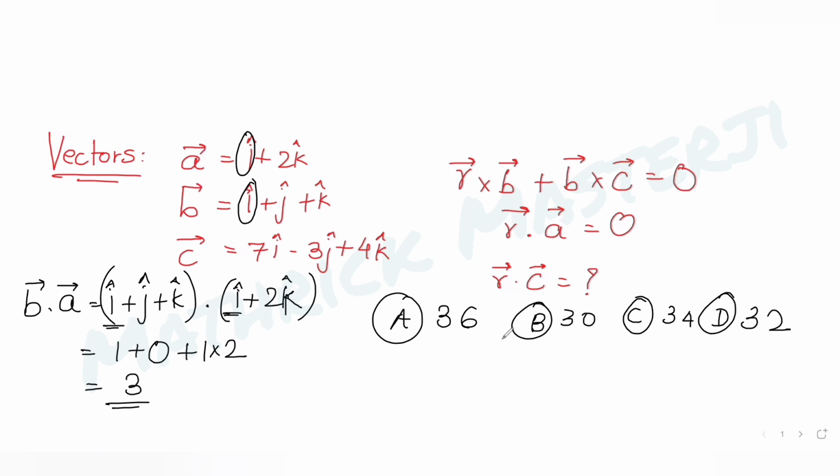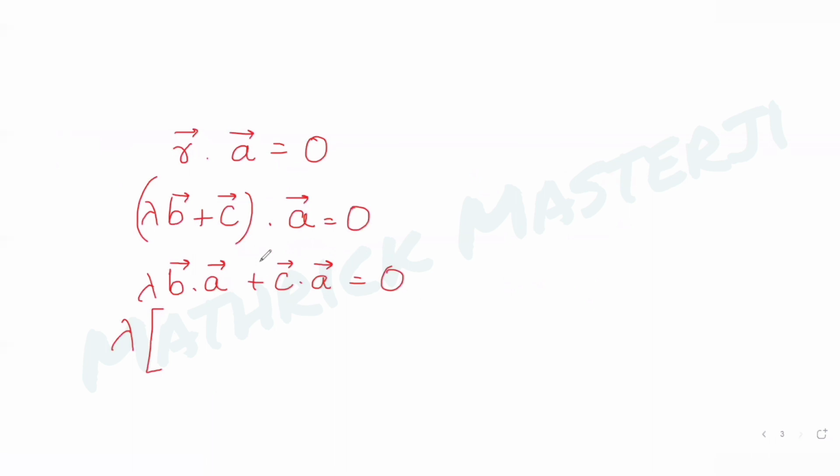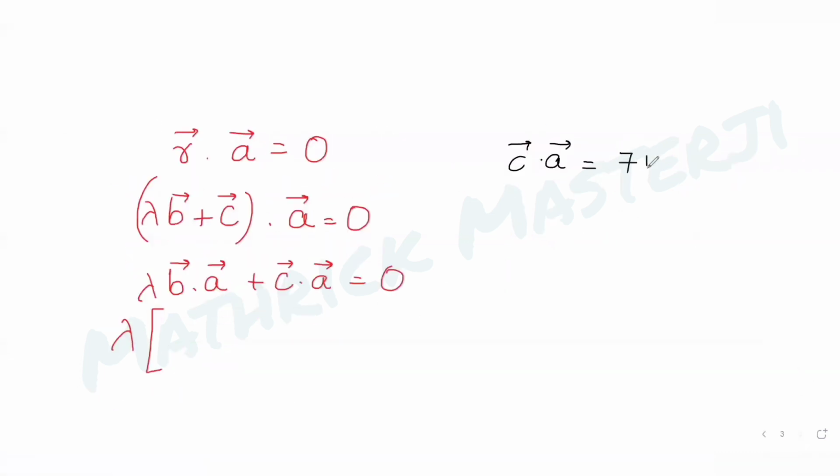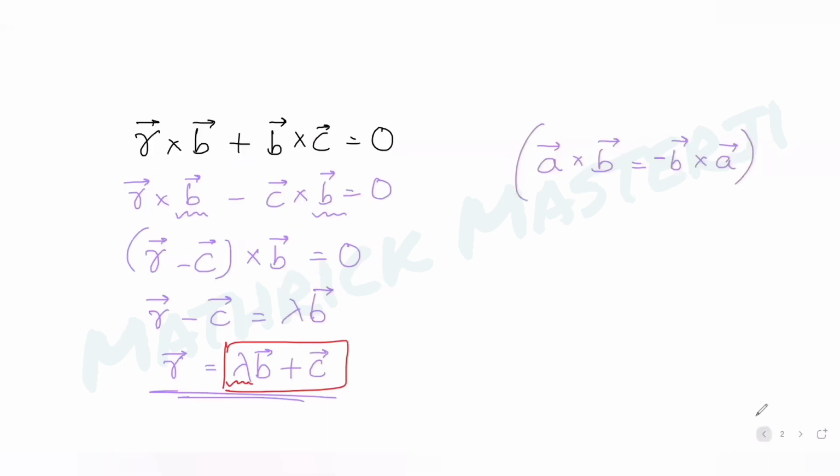And the other one I had here was C and A. So the dot product of C and A, if I also find it out, is equal to: vector C, we were told, is 7i minus 3j plus 4k, and the other vector A was told to me as i plus 2k.